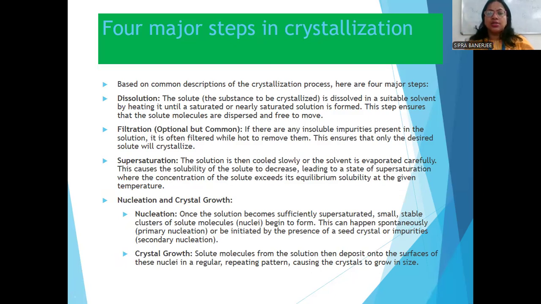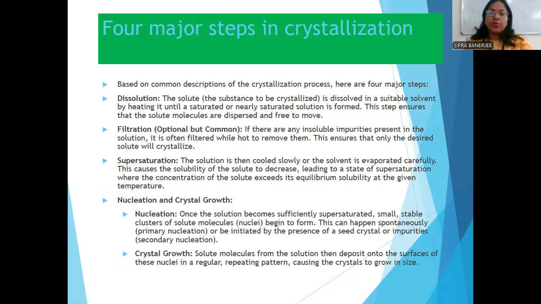Sometimes the substance cannot be supersaturated, and we have to add another substance, a particular substance which we require for the crystallization. They have to insert it into the solution, and due to some partition attraction, they will be saturated. Then nucleation and crystal growth. Nucleation is when the solution becomes sufficiently supersaturated, and a small stable cluster of solute molecules, that is the nucleus, will begin to form. That is, the first nucleus will form. So that is the small stable cluster of molecules or the crystal structure.